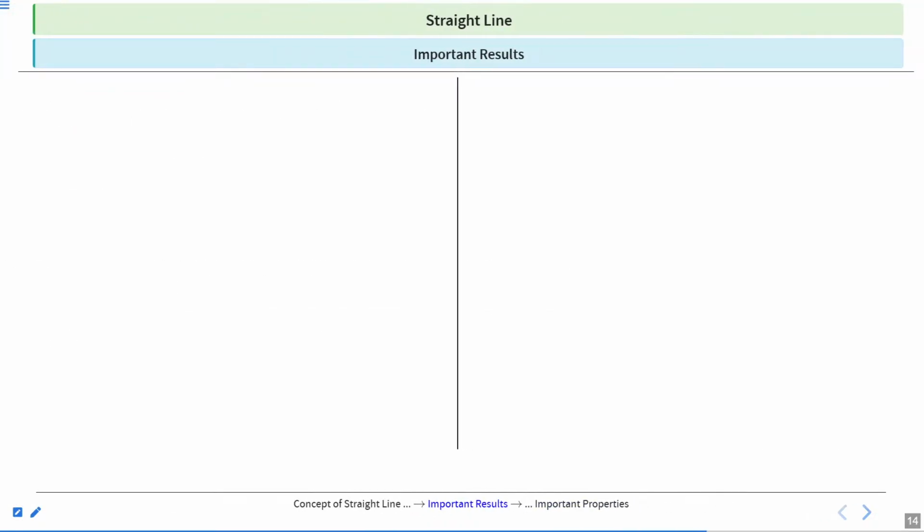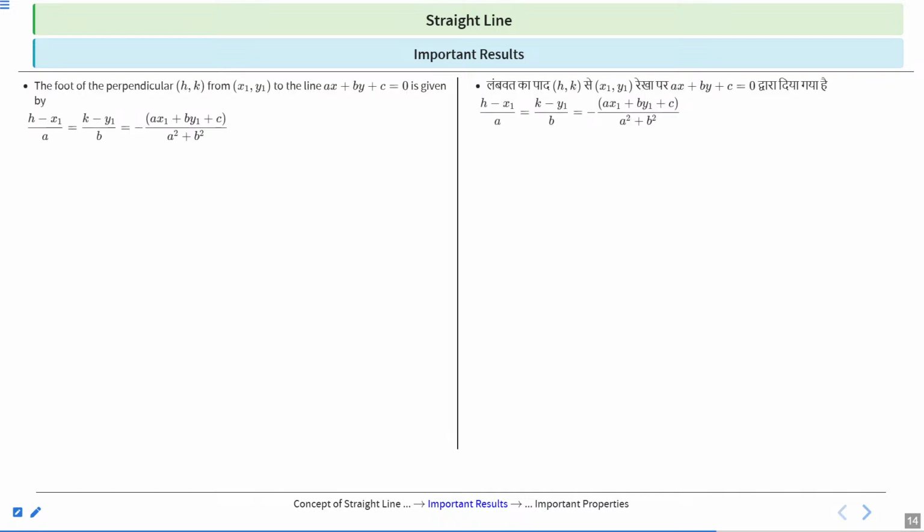Now let's see some important results. The foot of perpendicular h, k from x1, y1 to the line ax plus by plus c equal to 0 is given by this. We basically have to calculate the foot of perpendicular. So it is given by h minus x1 upon a is equal to k minus y1 upon b is equal to negative of ax1 plus by1 plus c upon a square plus b square, where h and k is basically the foot of perpendicular from x1, y1, right?